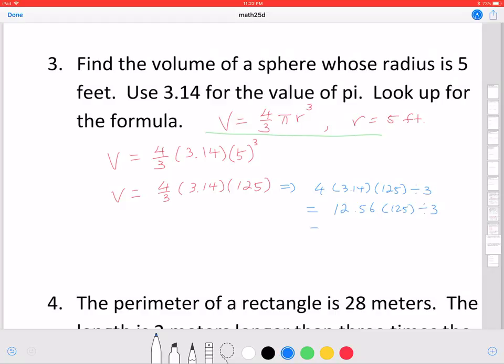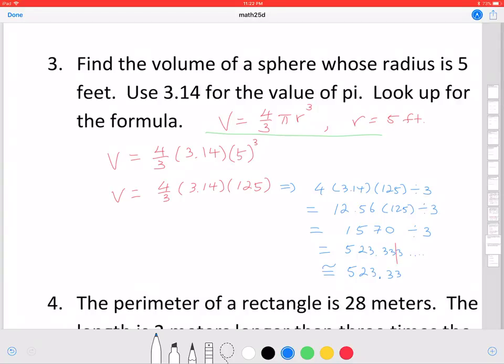I should get a pretty big number. 1,570 divided by 3, and if I do that, I get 523.333 repeating. And let's round this to 2 decimal places. So this is approximately 523.33. Well, what's the unit?